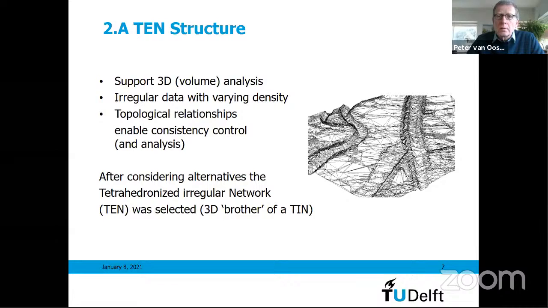And here you see the TIN, and here you also see very well the adaptiveness. There are some larger triangles where the surface is relatively simple and there is not so much change in the elevation, and there are more triangles where there is more elevation change. But this is a 2D or 2.5D structure, and the TEN is the full 3D counterpart.